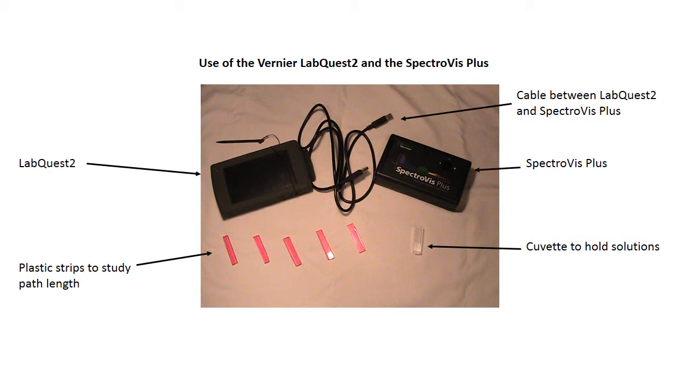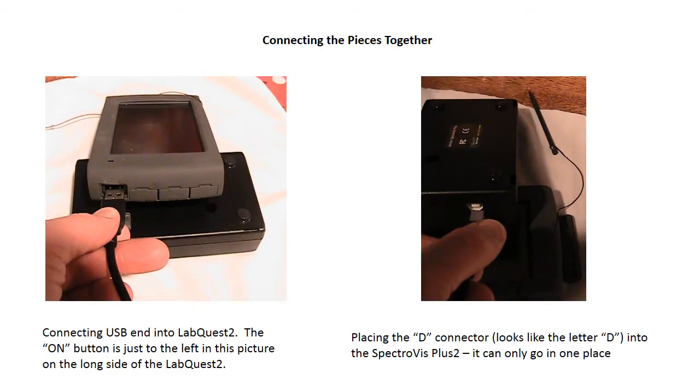Let's take a look at starting up the LabQuest, seeing what happens there. I'm going to run you through what the face looks like on the LabQuest, the steps that would be involved in that. Maybe a little tedious, but you can look at it when you need to. Over here, USB goes into here. And on the spectrometer itself, it has just a D connector. D connector looks like the letter D, and there's only one place it can go in. You cannot mess up the SpectroVis Plus at all in plugging it in.